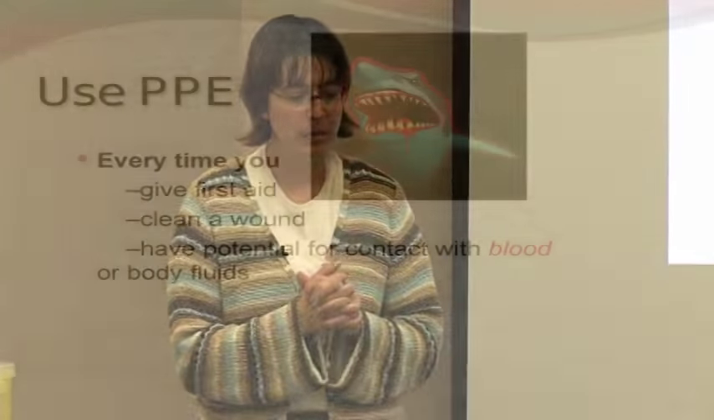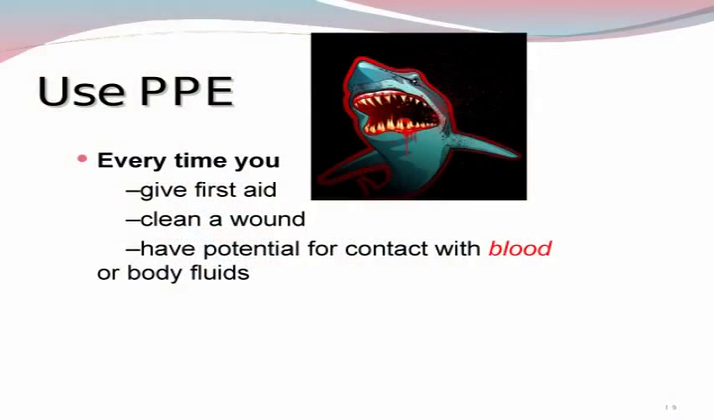So you want to make sure that you use this protective equipment anytime that you're giving first aid, anytime that you're cleaning a wound, or anytime that you're going to have contact with blood or body fluids. If your clothes get blood or body fluids on them, so if a kid throws up on you or something like that, make sure that you remove them as soon as possible. Obviously you would probably want to do that, and put them in a plastic bag until they can be laundered.